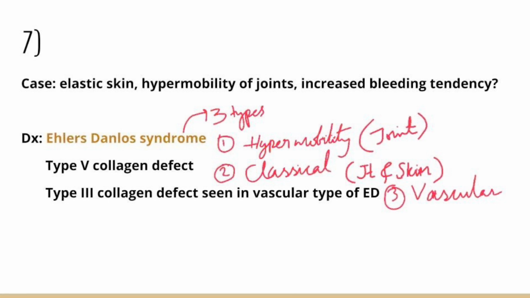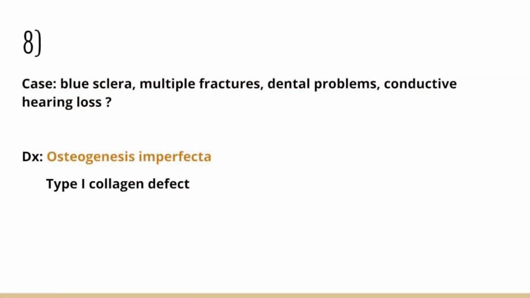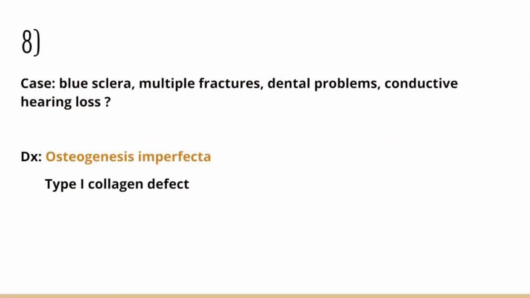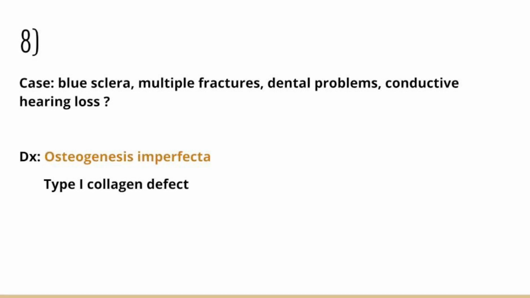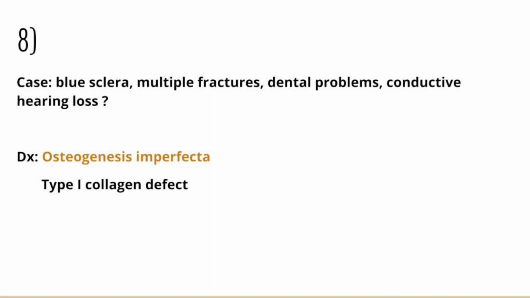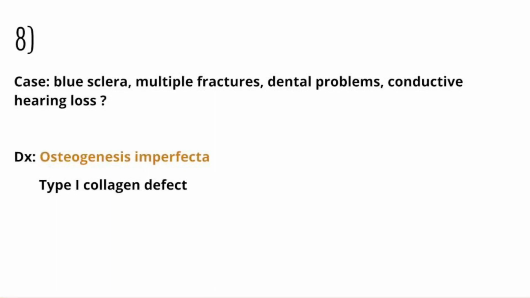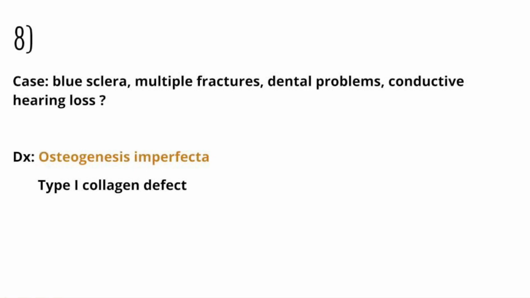Type 5 collagen mutation is seen in the classical type of Ehlers-Danlos syndrome. Eighth case scenario. There is a patient having blue sclera, multiple fractures history, dental problems, and conductive hearing loss. Immediately, whenever you hear blue sclera and multiple fracture, our diagnosis should be directed towards osteogenesis imperfecta.